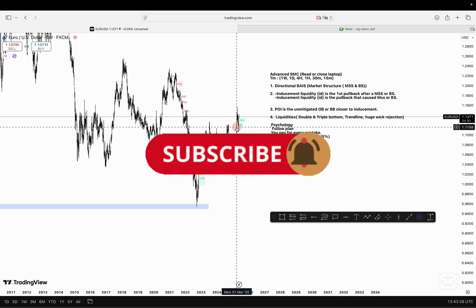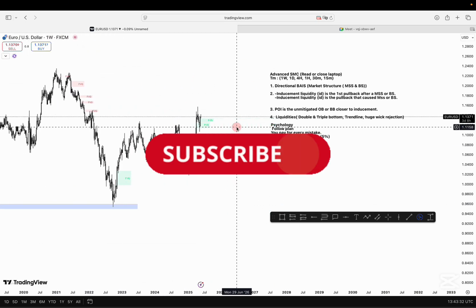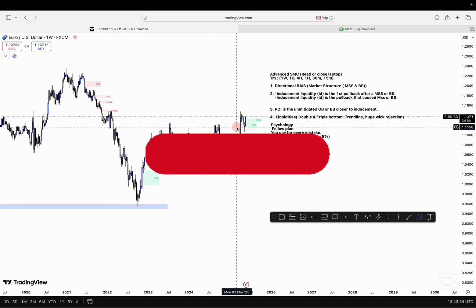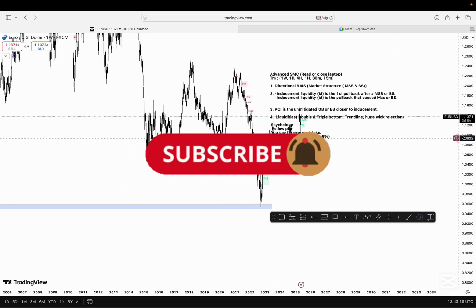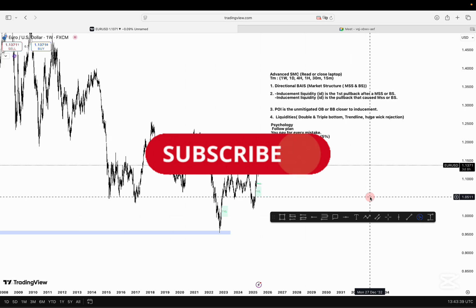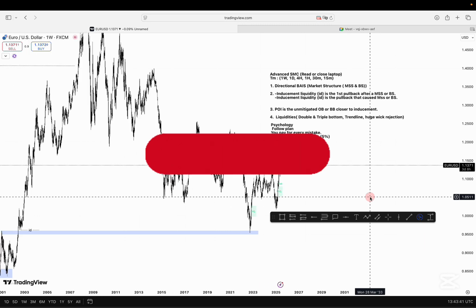So now let's focus on current price. Now at the weekly, we know that Euro USD is bullish, but we are not concerned about that.